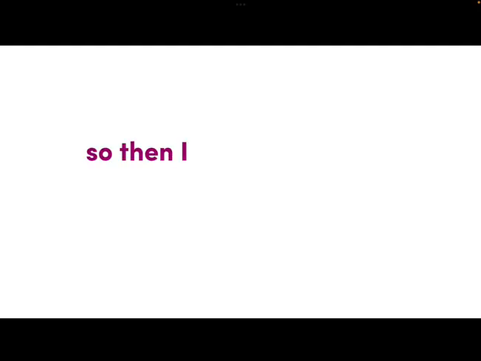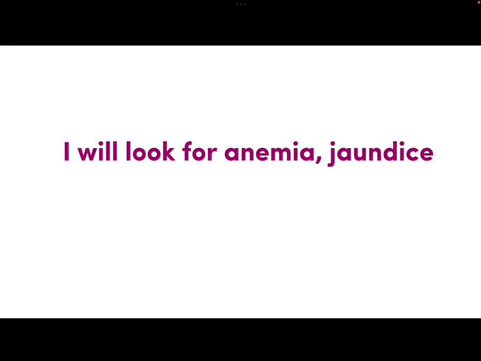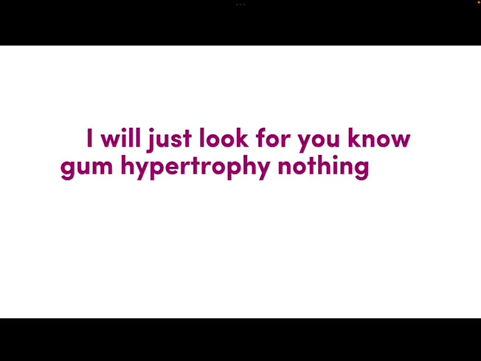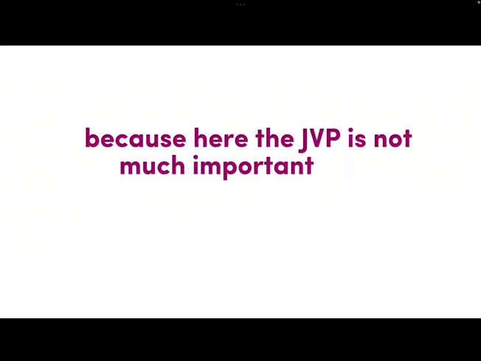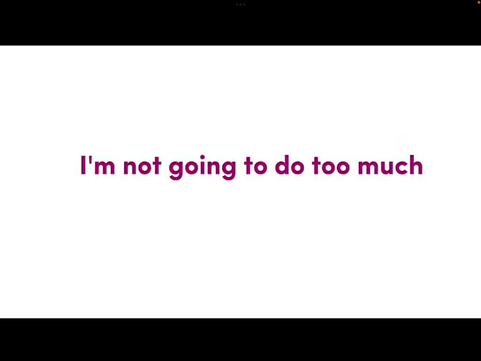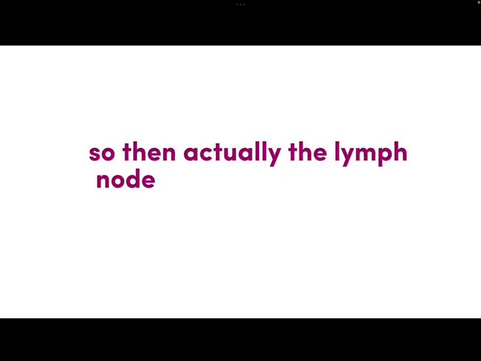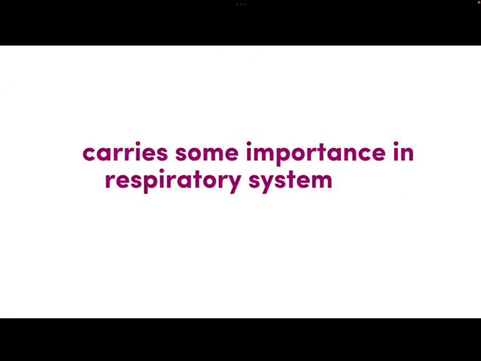Then I will go to the face. I will look for anemia and jaundice as usual, because they have some significance. Then the oral cavity, where I will just look for gum hypertrophy, nothing much. Then the neck, where I will just look, because JVP is not as important as in the cardiovascular system. I'm not going to do too much. The lymph node examination also carries some importance in the respiratory system, right?